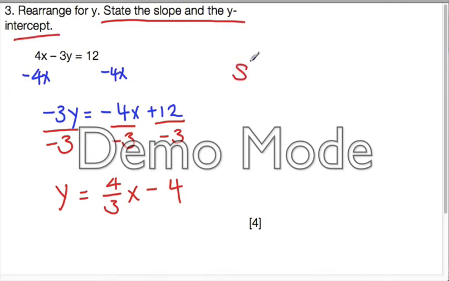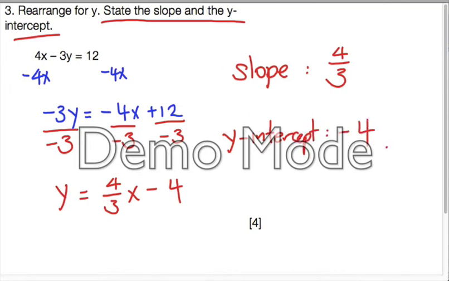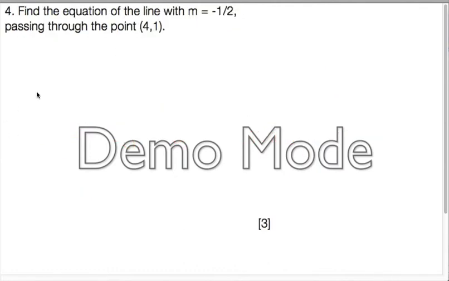The slope is 4 over 3, and the y-intercept is negative 4. And now you're done with number 3. Let's go to number 4.